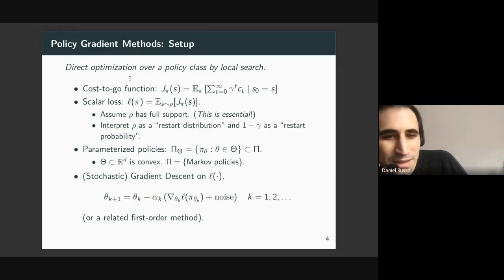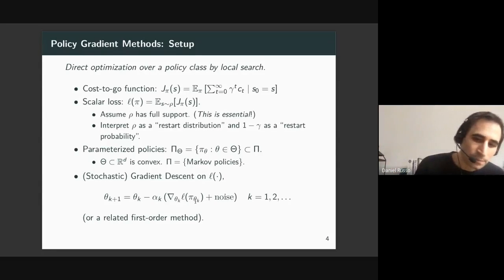Now, given this setup, policy gradient methods follow a very simple idea. We just run some version of gradient descent or stochastic gradient descent on L, iterating theta k plus 1 is theta k minus a step size times a stochastic gradient. For this paper, we're really going to be interested mostly in the structure of the loss function L, and at times it may be more natural to have some other related first order method like projected gradient descent in mind as well.